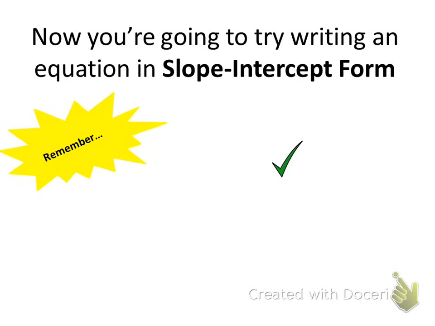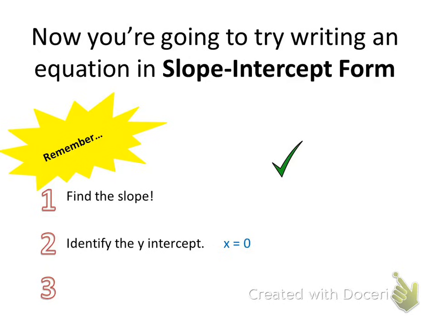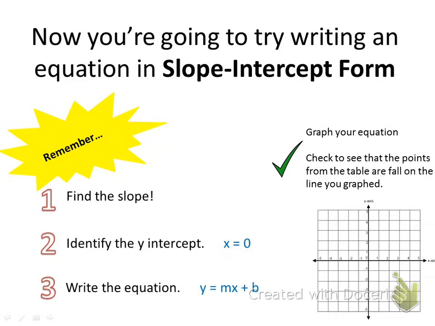Now you're going to try writing an equation in slope-intercept form. Remember the 1, 2, 3 steps. First, find the slope. Next, identify the y-intercept when x is equal to 0. Last, write your equation in y equals mx plus b form. You can check your work by graphing your equation and checking to see that the points from your table fall on the line that you graphed. Good luck!